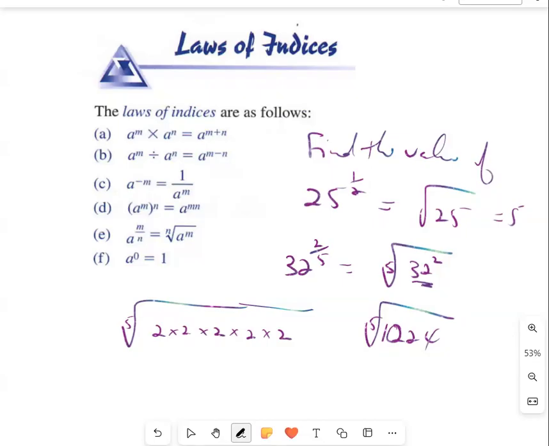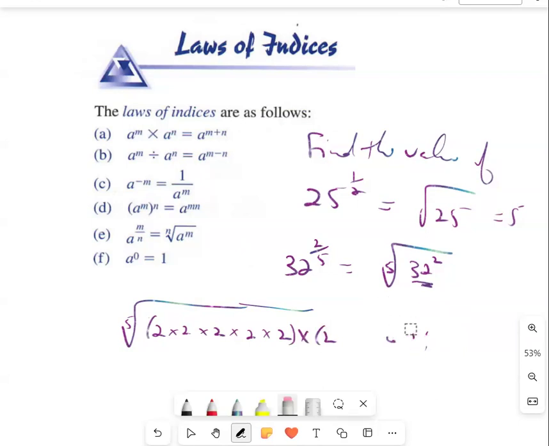Okay, so this is 32. Multiply by another 2. Let me see if I can make sense. This might be too above your head.